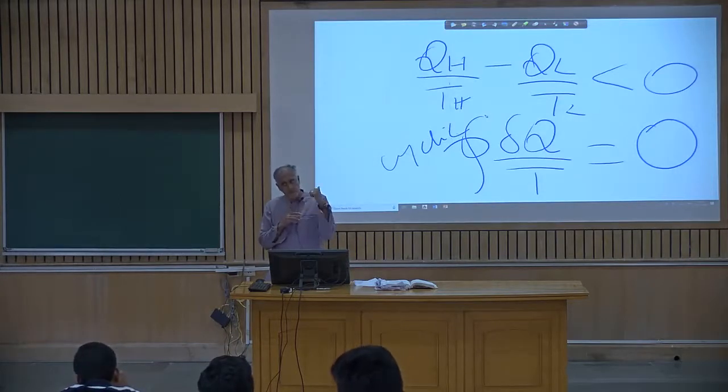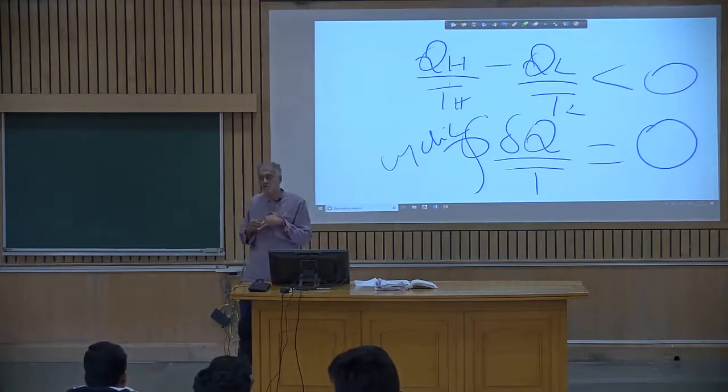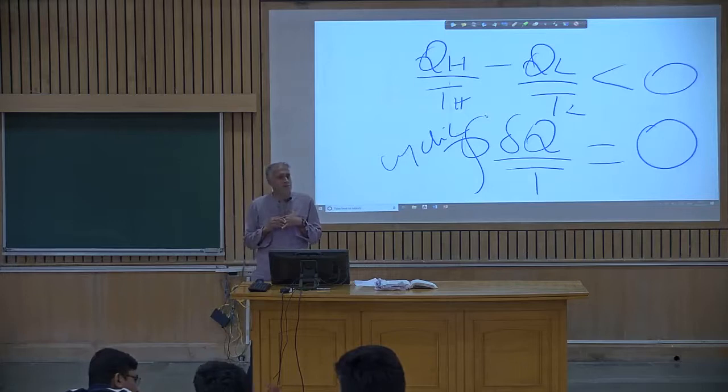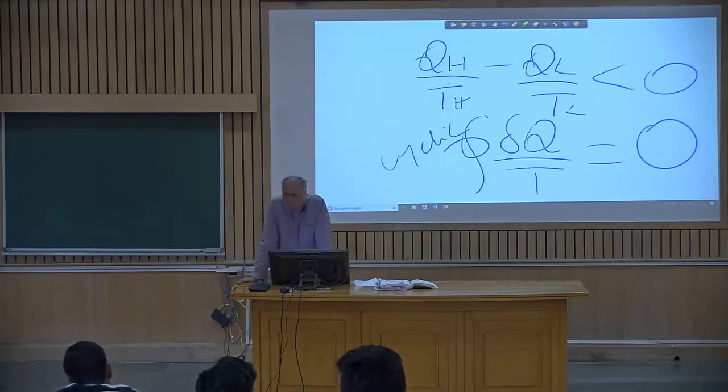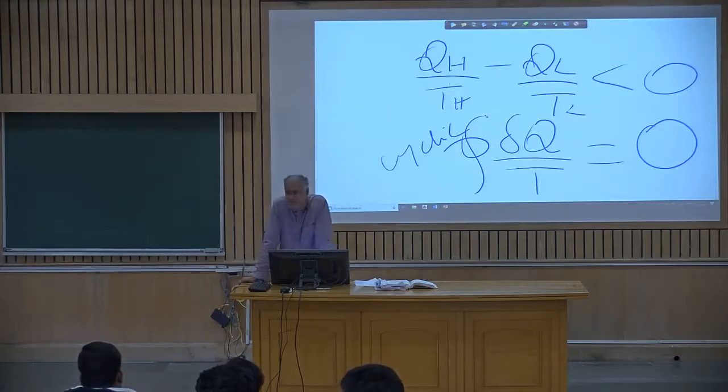Now can you identify the Clausius statement in this? That heat cannot spontaneously go from cold to hot. Correct. If that happens, then QL by TL will become greater than QH by TH. That's not going to happen. It's like as though the entropy decreased. This equality won't hold.